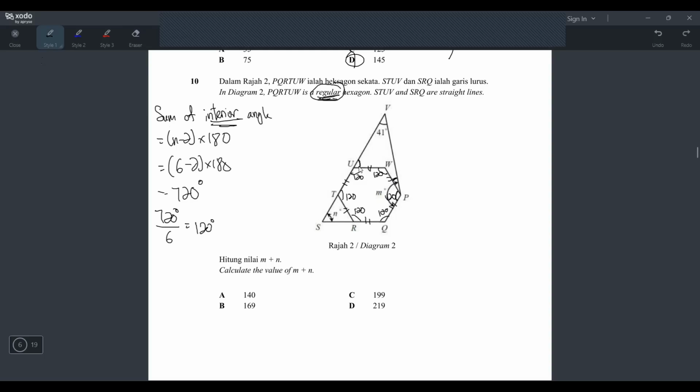Okay, first of all, I can find here, because one straight line is 180 minus 120 is 60. And I can also find here, because one circle is 360 minus 120 is 240. So now can I find here? Yes, because this is a quadrilateral.